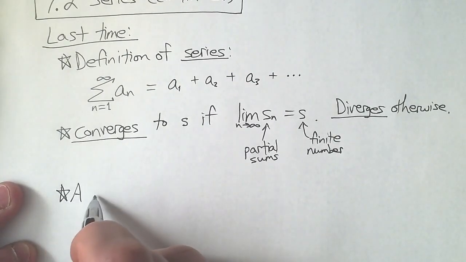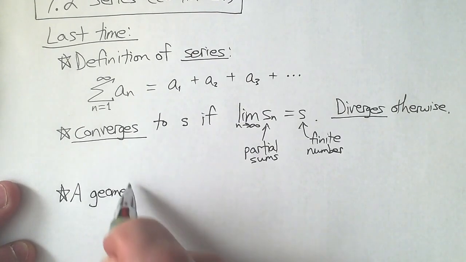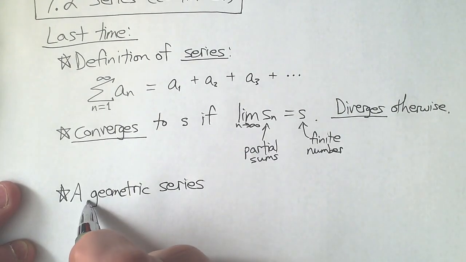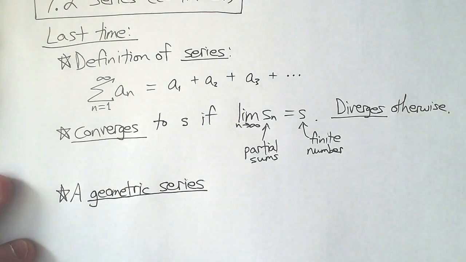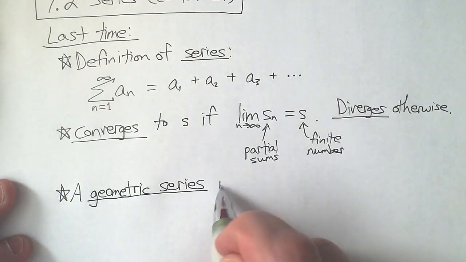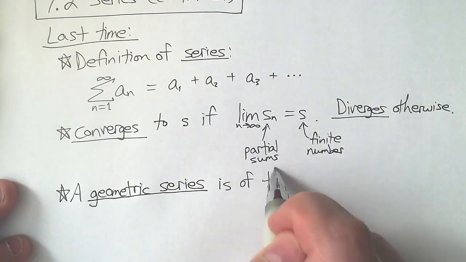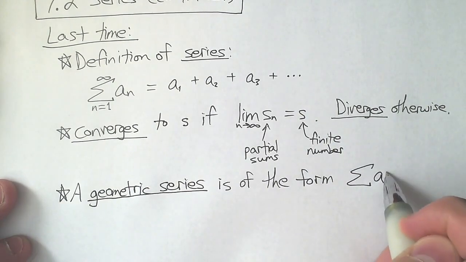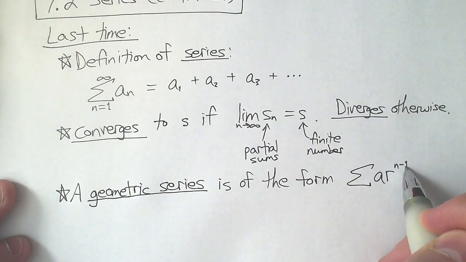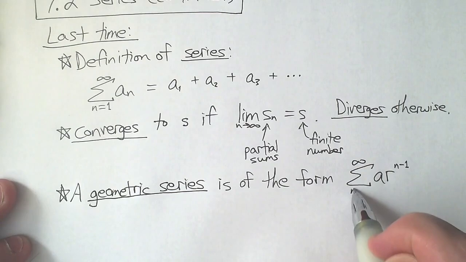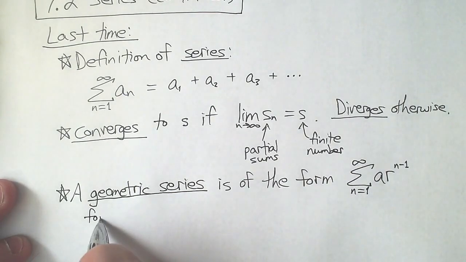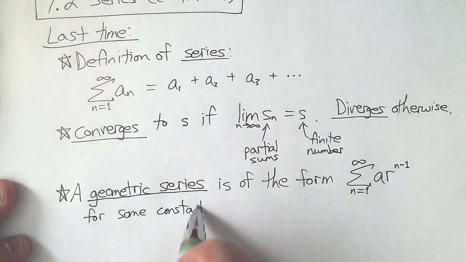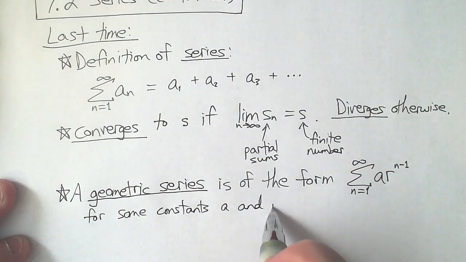And that was with geometric series. So we have a rule that we came up with. We spent a while deriving a rule because it's an important one. Well, first of all, what is a geometric series? So it is one that is of the form A R to the n minus 1 for some constants A and R.